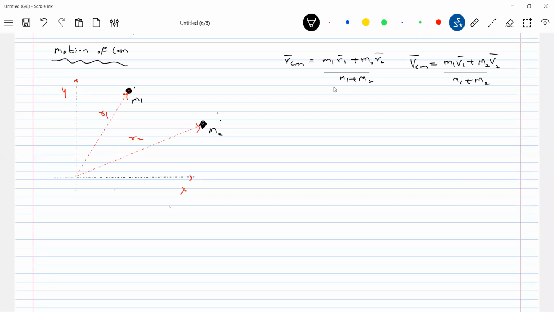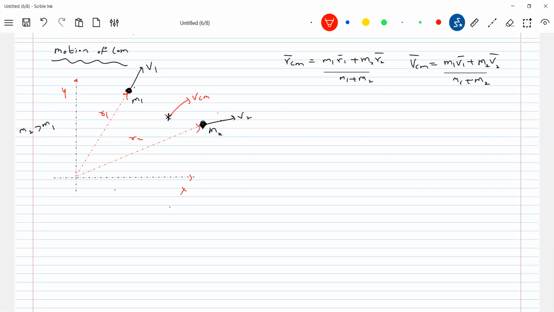Let the velocity of this particle be v1, and of the other particle v2. Let m2 be heavier than m1, so the center of mass of the system should lie somewhere here. The velocity of center of mass will be directed in this way. As the particles move, the center of mass is also going to move.